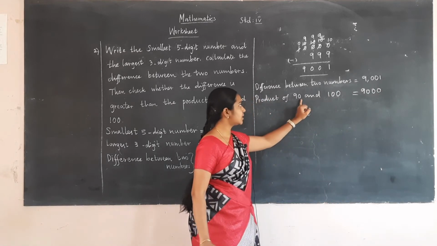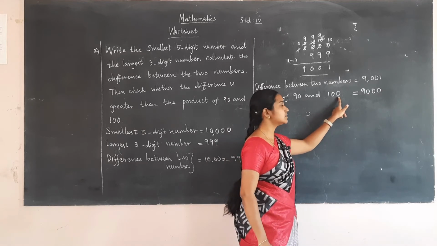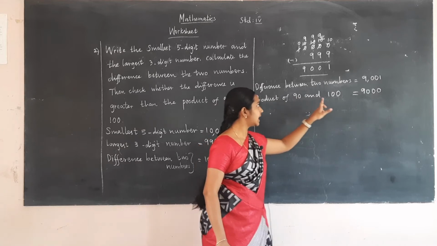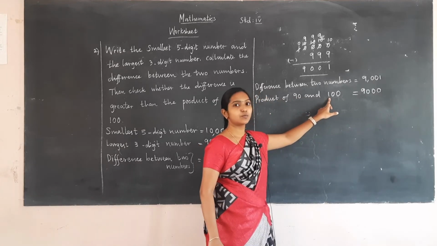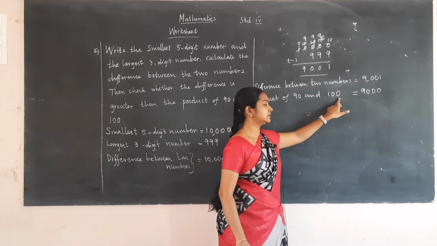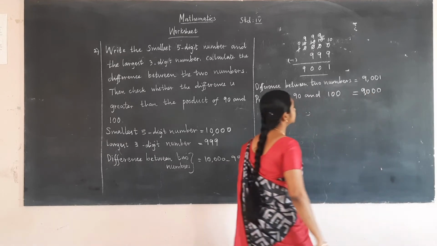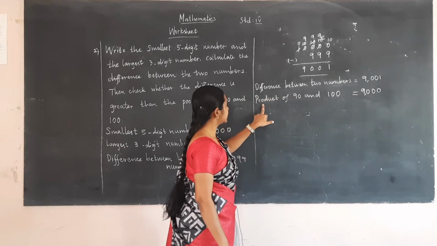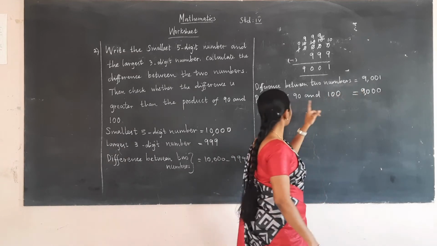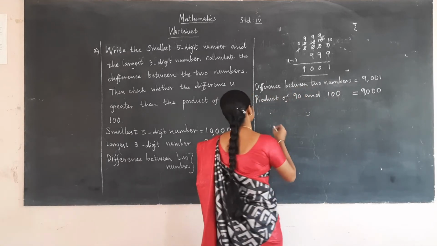If we have 0 at the last, then we can skip the 0. Here also we have zeros at the end, so we can skip the 0. We have the numbers 9 and 1 alone. 9 into 1 will be 9. Now add 3 zeros: 1, 2 and 3. I have added 3 zeros, so the product is 9000. We can see that the difference between the two numbers is 9001 and the product is 9000. So the difference is greater than the product.